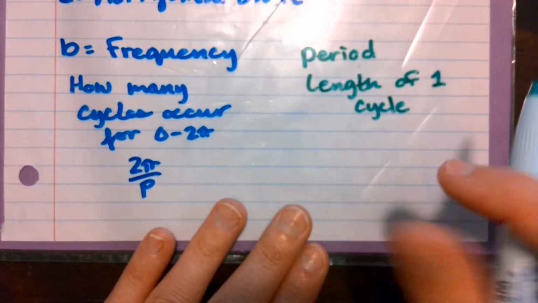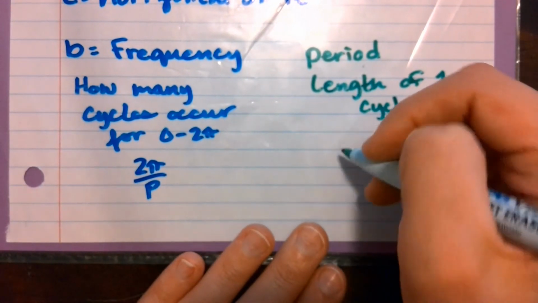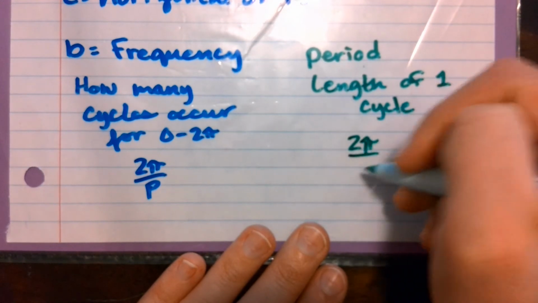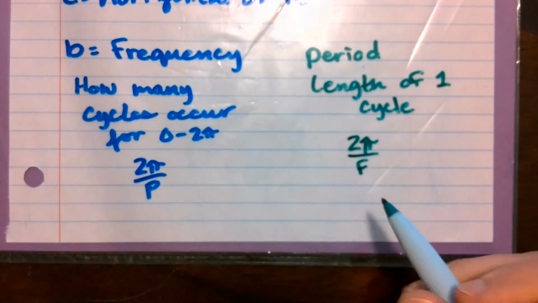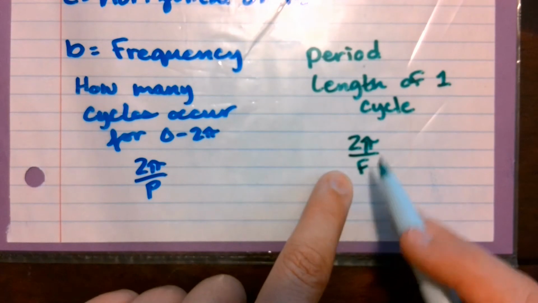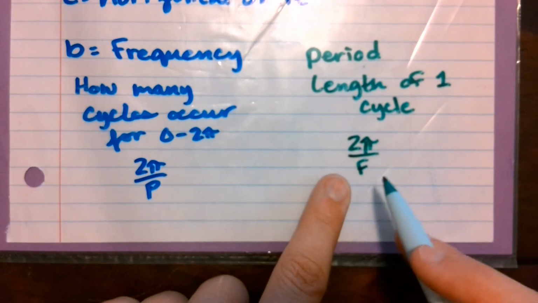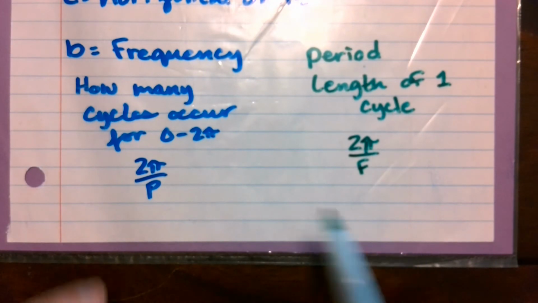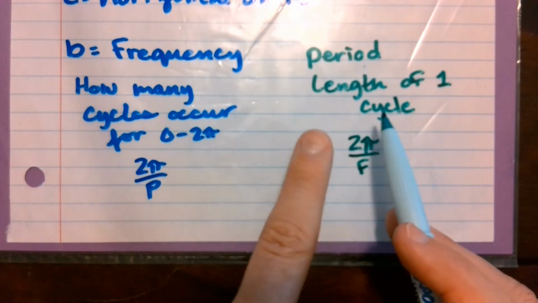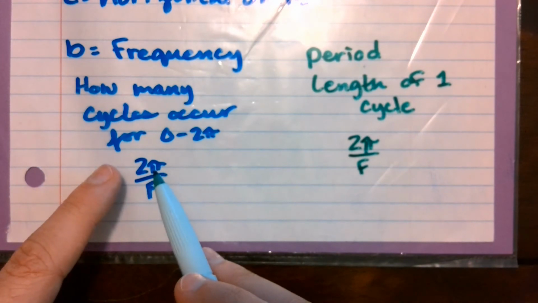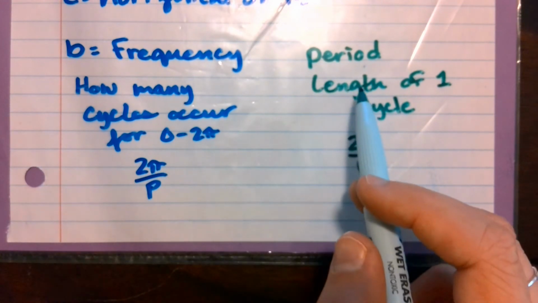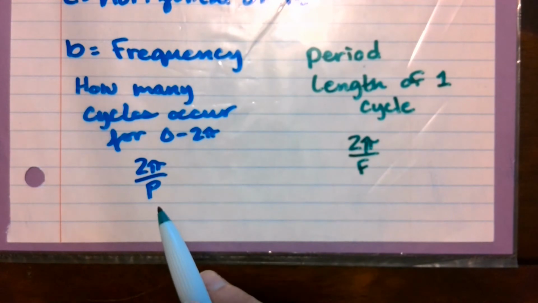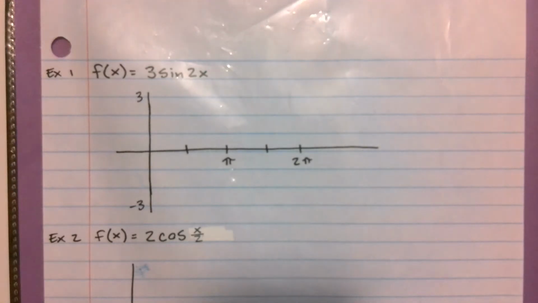If I'm going the other way around, to figure out the length of a cycle, I'm going to take 2 pi and divide by the frequency. Because again, if I had 2 of those cycles happening in 2 pi, I could take 2 pi and divide by 2 and figure out that the period is pi. So either way, if I have the frequency and I'm trying to figure out the period, I'm going to take 2 pi and divide by f. If I have the period, I'm trying to find the frequency, I'm going to take 2 pi and divide by p.